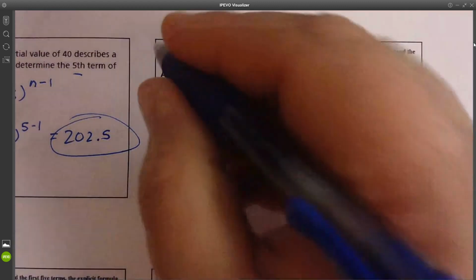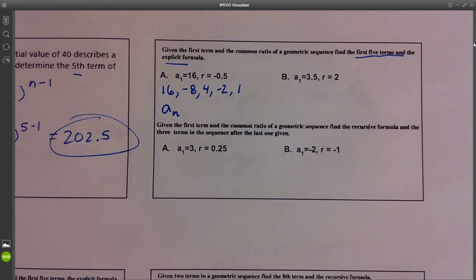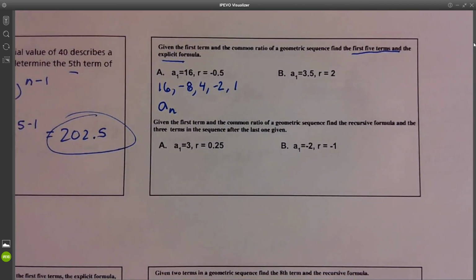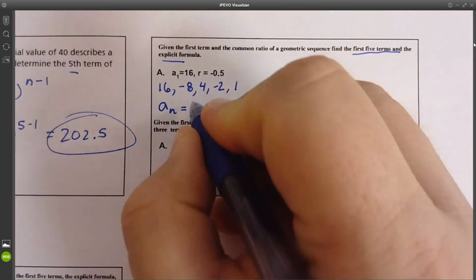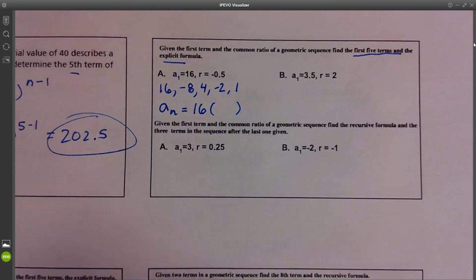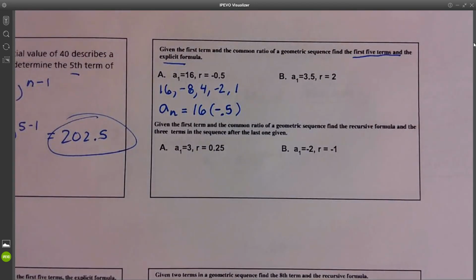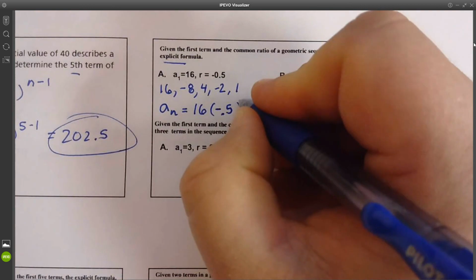They want the explicit one. That's the one I like. And remember, explicit, like with music, it means it just gives you the full version. I like the explicit one for geometric sequences because it just gives you the nice formula that we need. Where does it start? Starts at 16. What's our ratio? Negative 0.5. Do you guys like putting that 0 in there? I don't particularly like it either, but it wouldn't be wrong.